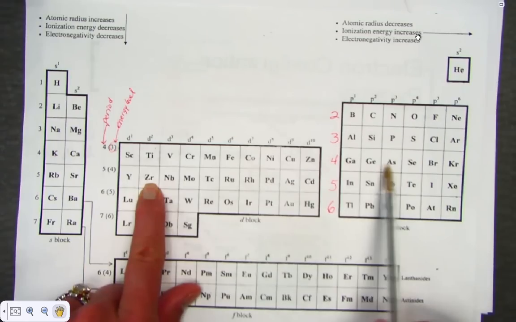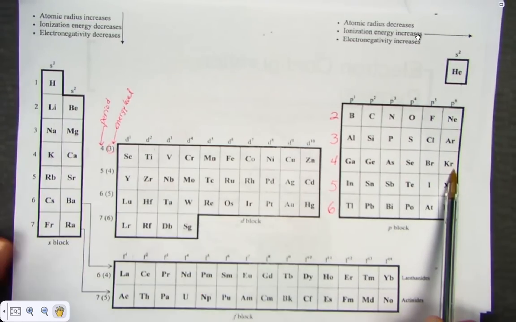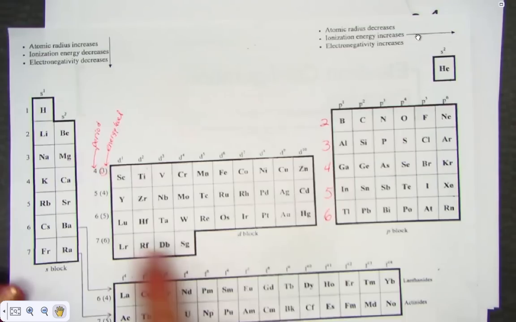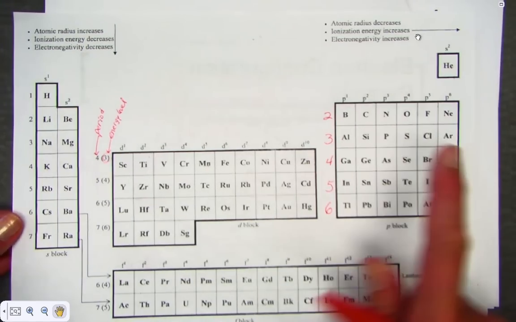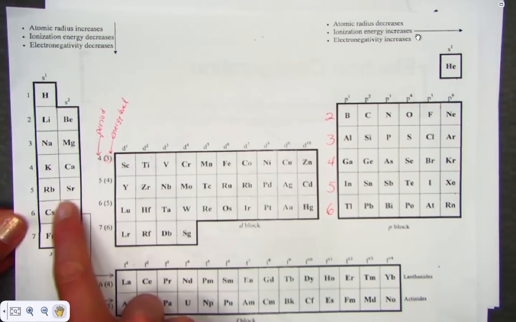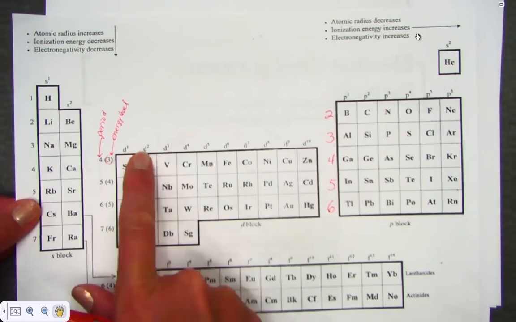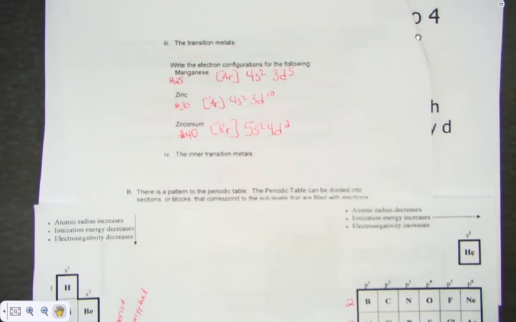Who's the last noble gas? Who's the end of the row in row 4? That's krypton. So krypton in a bracket. That takes me to the end of row 4, krypton. I come down a row and hit row 5. That's the 5s2 sublevel and 4d2. So I still have to write 5s2, 4d2, and we've written for zirconium.